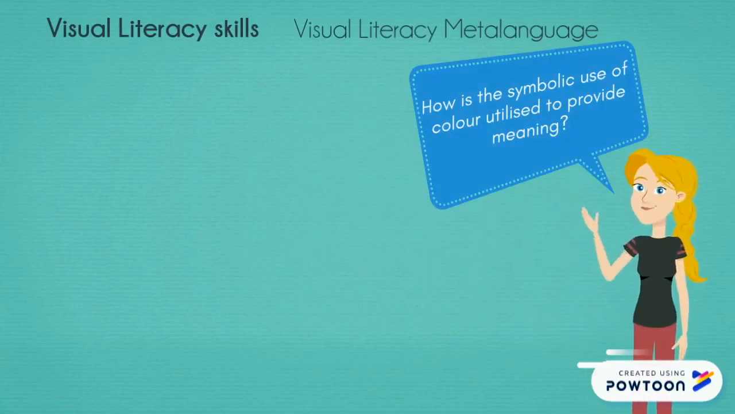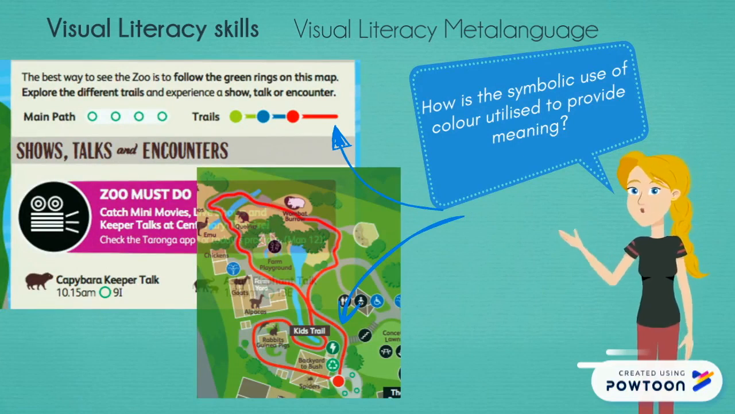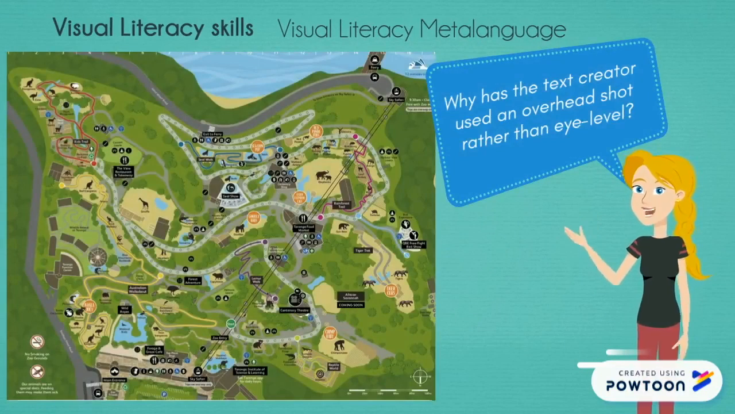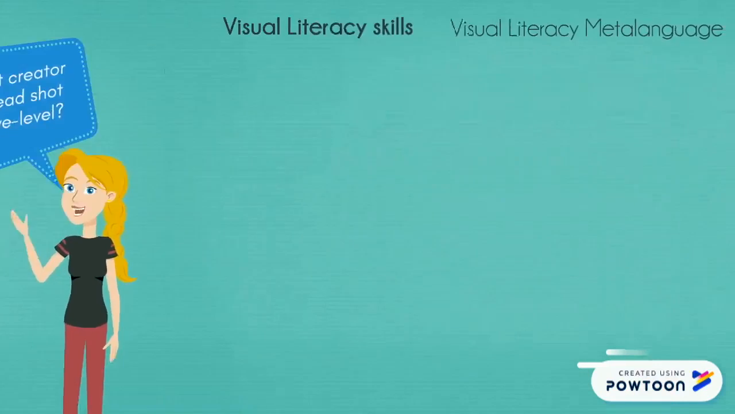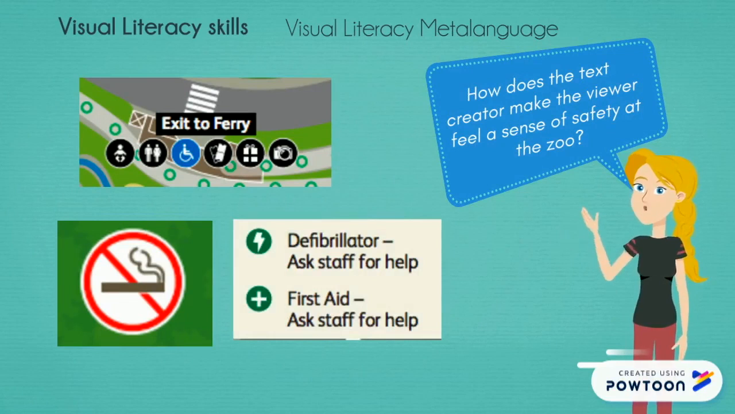For example, how is the symbolic use of colour utilised to provide meaning? The text creator used an overhead shot rather than eye level. How does the text creator make the viewer feel a sense of safety at the zoo?